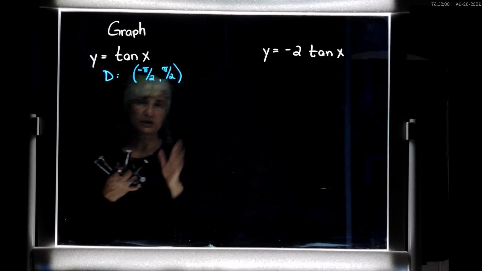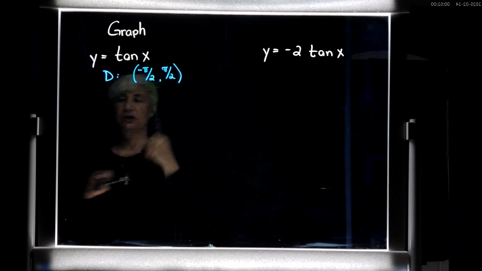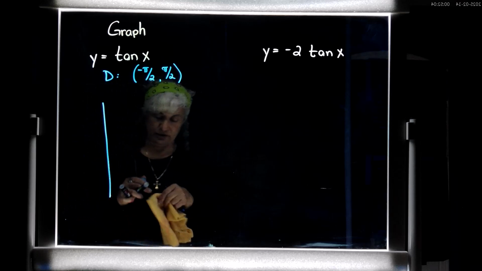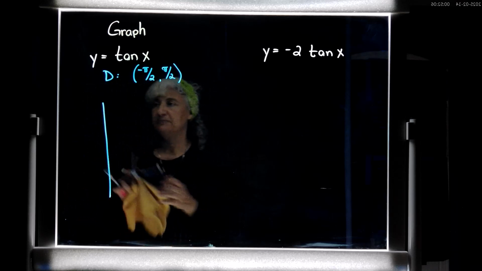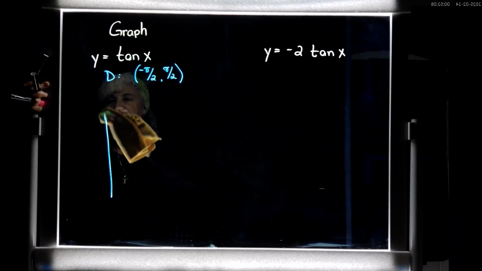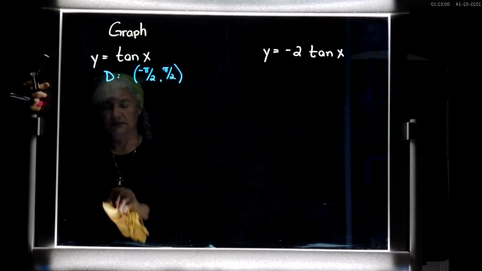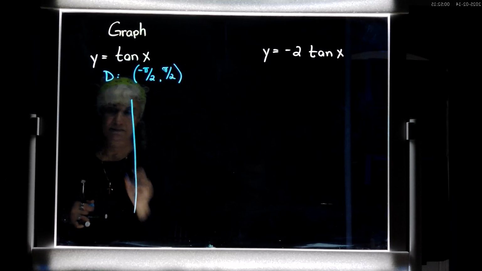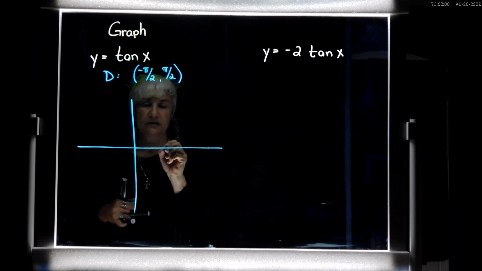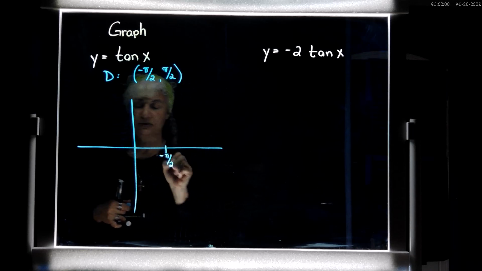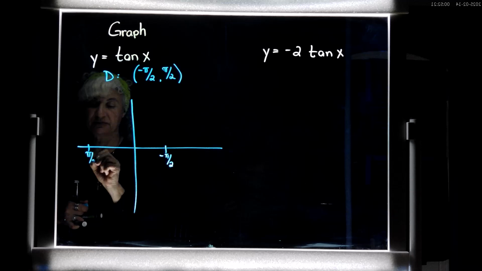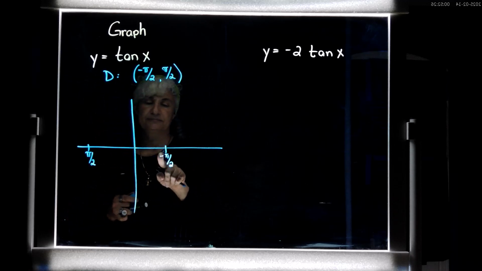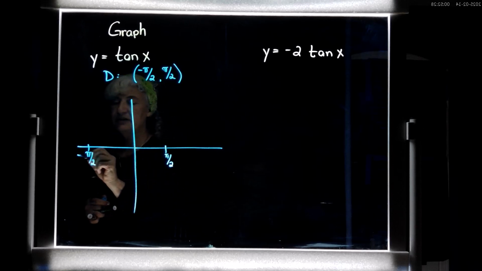So let me draw the graph. Oops. How about I scoot that over just a little bit because I'm going to need more space to my left. So we have negative pi over 2 to positive pi over 2. All right. And these are asymptotes. And you're like, how do you know those are asymptotes?